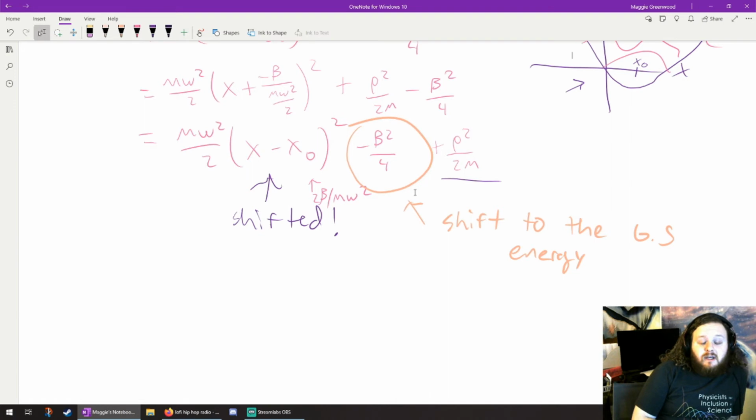Yeah, and then the shift to the energy is just like, hey, look, the Hamiltonian has an extra term in it that has no functional dependence. It's a constant. So that's probably going to make the energy go down by exactly beta squared over 4 for the ground state energy.